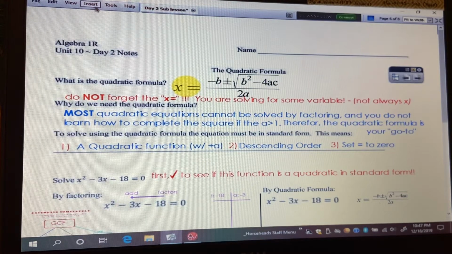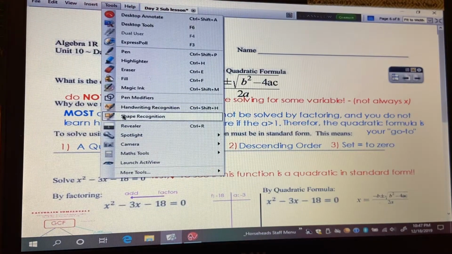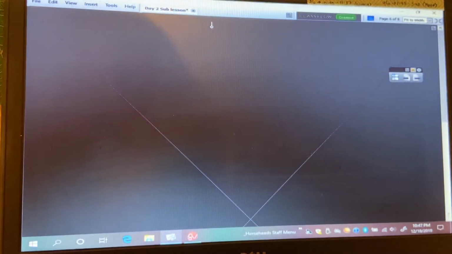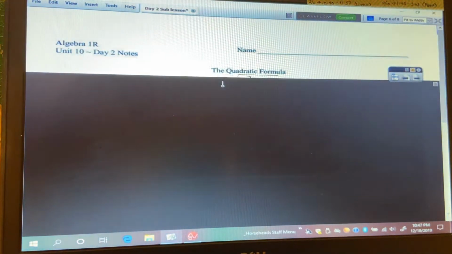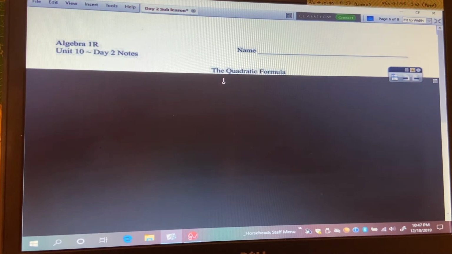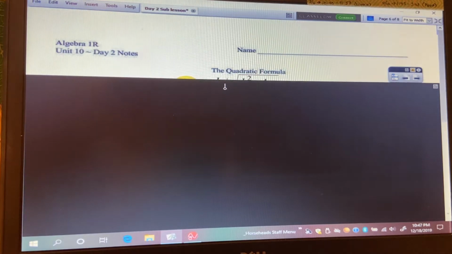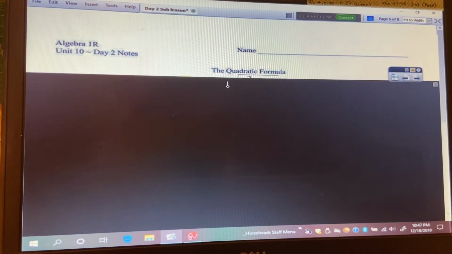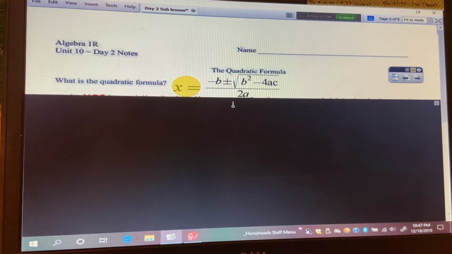Okay, so now we're gonna go on to our little lesson. Remember, we're going back to Unit 9, Day 2. Make sure you do the Day 2 homework tonight. No excuses, it's due for everyone. Unit 10, Day 2 homework due tomorrow. Test tomorrow. Okay, the quadratic formula right here.